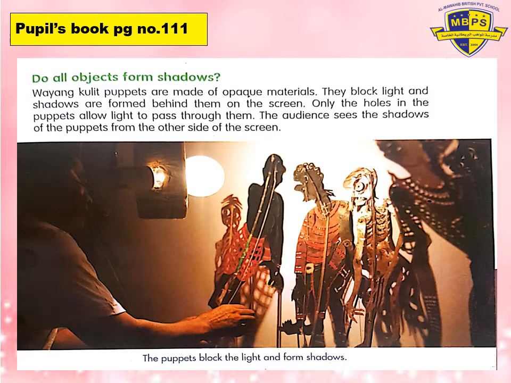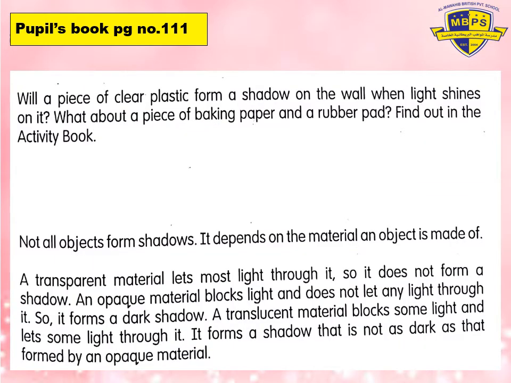A shadow. So students, stay on the same page. Let's go down and read. Will a piece of clear plastic form a shadow on the wall when light shines on it? What do you think? Can clear plastic form a shadow? No, it cannot. Why? Because clear plastic is a transparent material. It cannot form a shadow.